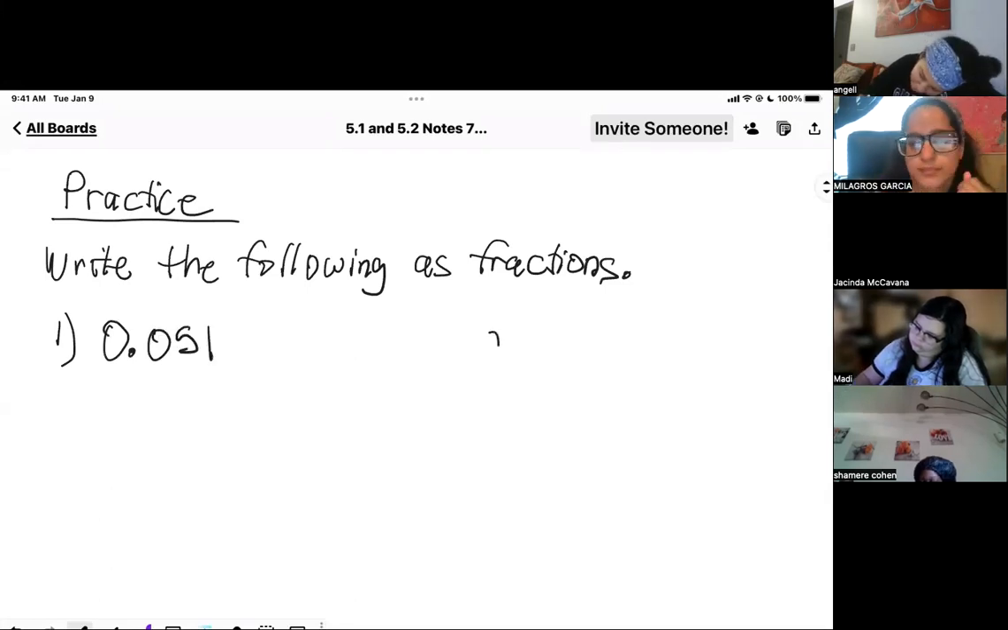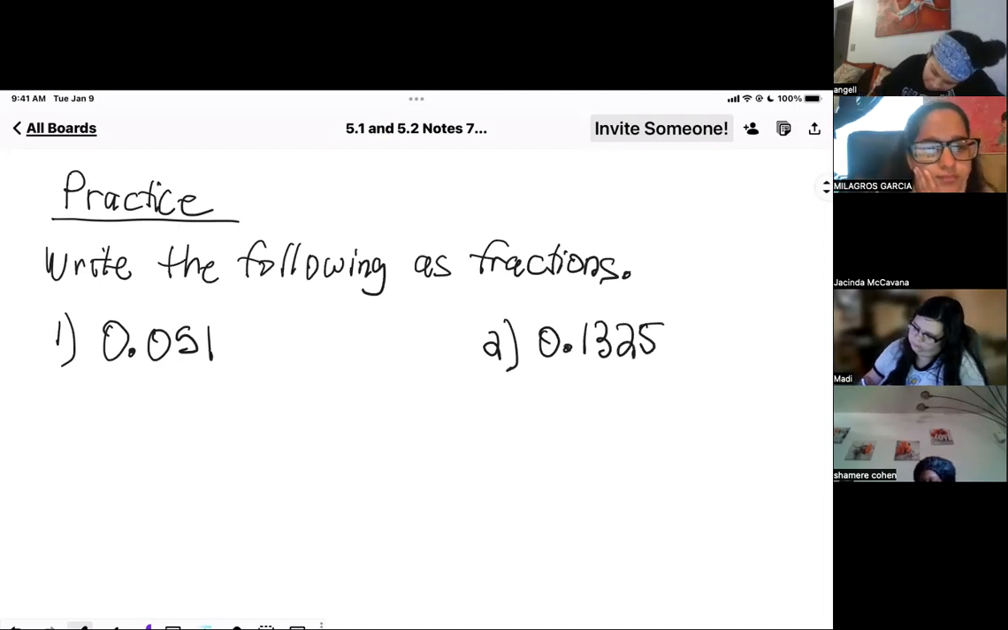0.051, 0.1325. By the way, for right now, I just want you to write it, not simplify it. If it can be simplified, just let it stay. I just want you to write it. Okay, so try writing them as fractions. See how you do.